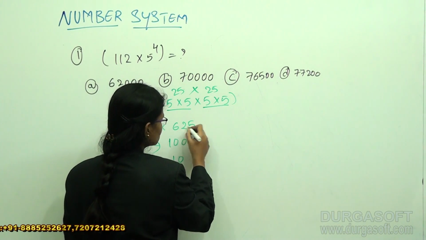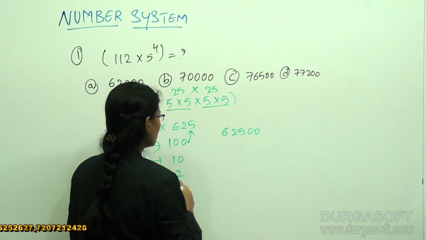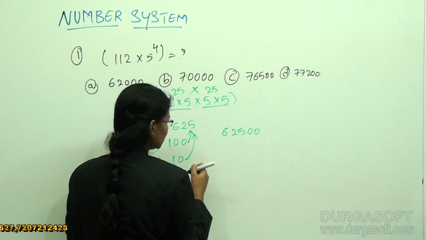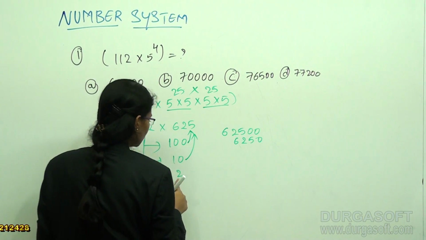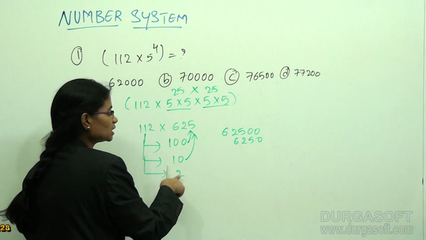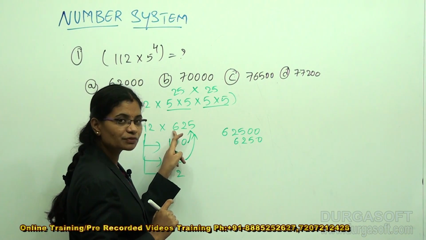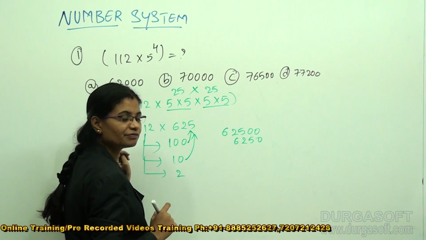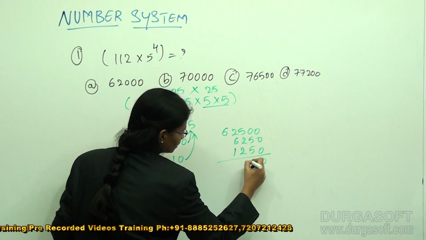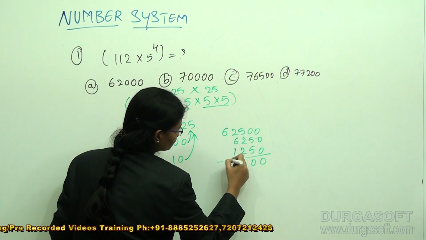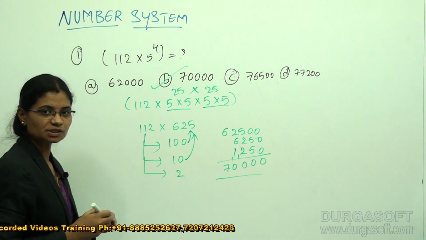If you multiply 625 with 100, you will get 62500, right? If you multiply 625 with 10, you will get 6250. And this is multiplying with 2. 2 in the sense, just double this number. Doubling, 600 double is 1200 and 25 double is 50. So just write 1250. Just add these. So I am getting the answer 70,000, right?